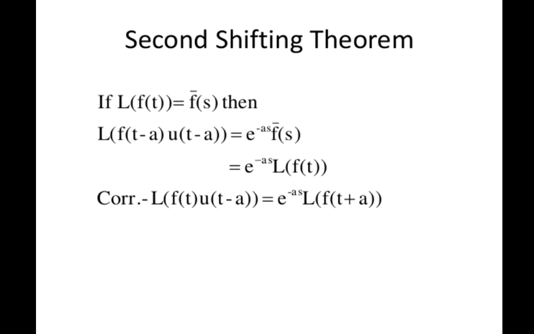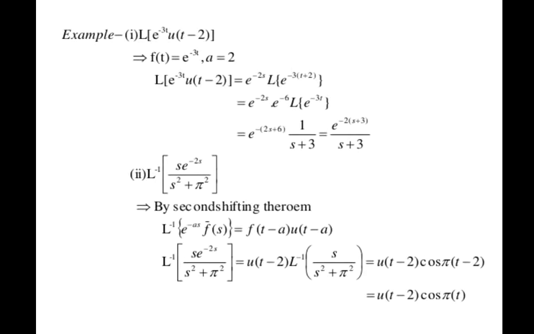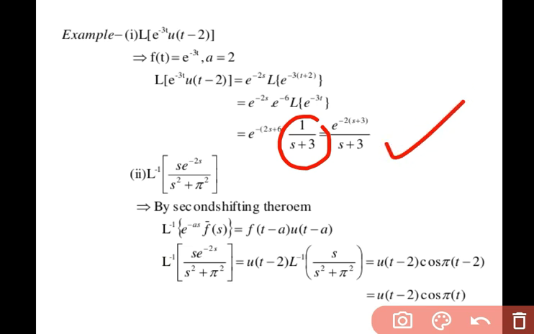Using this formula. So after solving, e to the power minus 3t into e to the power minus 6, e to the power minus 6 taken out, and Laplace of e to the power minus 3t is equal to this, 1 upon s plus 3, and after solving finally we get e to the power minus 2s plus 3 upon s plus 3. So the answer is the Laplace transform of e to the power minus 3t u of t minus 2 equal e to the power minus 2s plus 3 upon s plus 3.